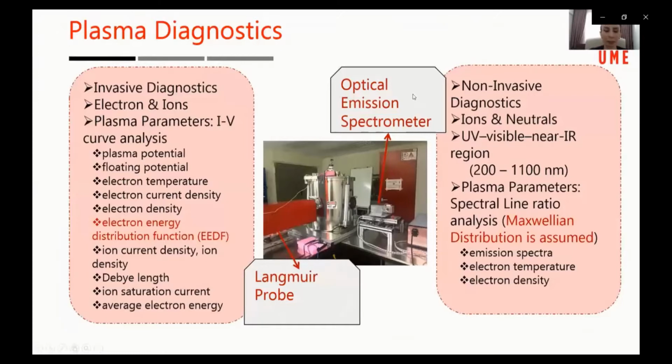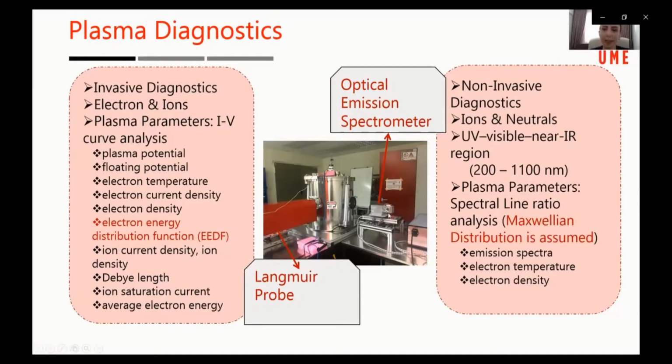As I told you, we have a Langmuir probe and an optical emission spectrometer. A Langmuir probe is just a wire inserted into the plasma. Since it is inside the plasma, the diagnostic will be invasive. What we do to that wire is apply a voltage and read the current across that wire. By analysis of this IV curve, one can get this list of plasma parameters. What is most important for us is the electron energy distribution function. I will come to that in the next slide, so EEDF.